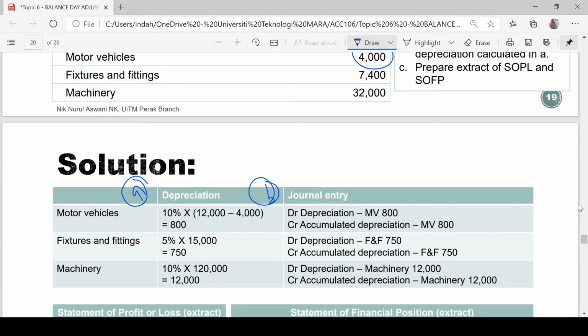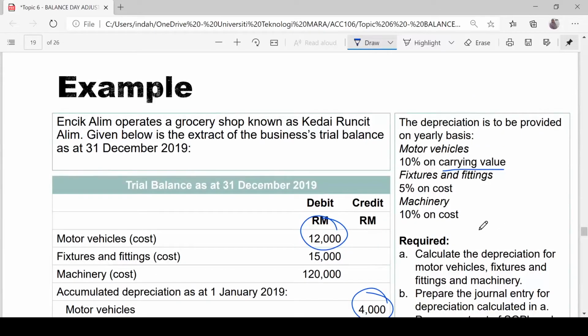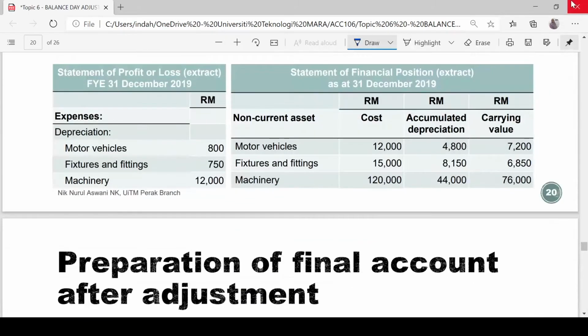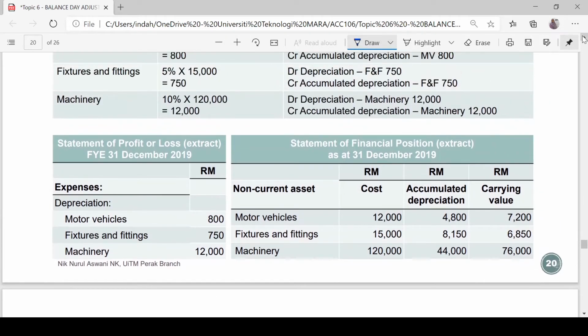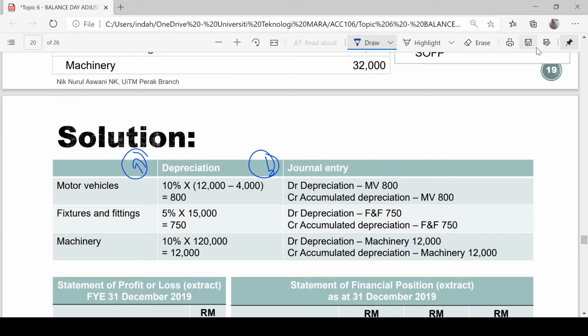For fixtures and fitting, it is on cost, 15,000. Machinery is also on cost, 120,000. For fixtures and fitting the rate of depreciation is 5% per annum, whereas for machinery it is 10% per annum. So 5% times 15,000 is 750. 10% times 120,000 is 12,000.